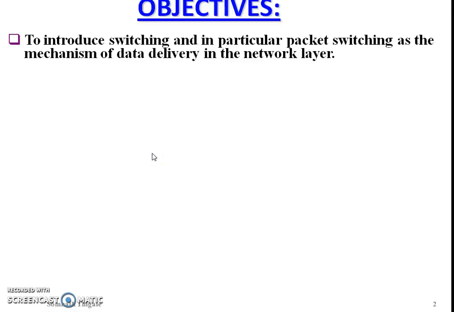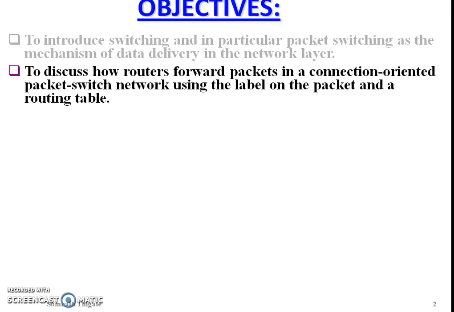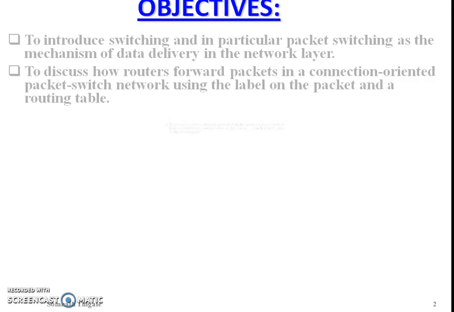Basically, we'll try to cover points like, first, switching and particularly packet switching, as this is the basic mechanism of data delivery in the process of computer network layers. Then we'll focus on how routers forward packets in a connection-oriented packet switching network using the label on the packet and the routing table.